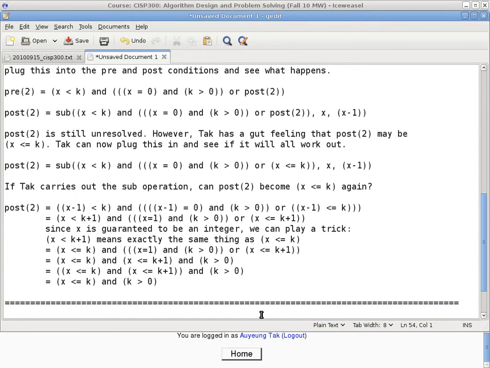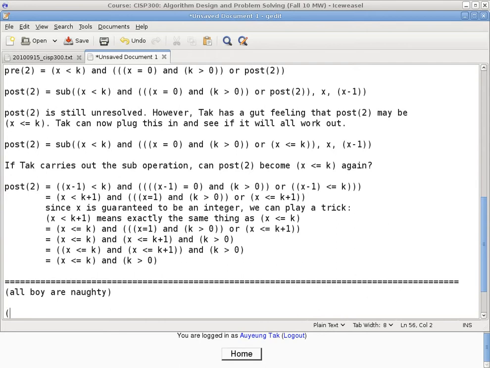Okay, here is an analogy. I'm going to use just regular English for this, but you guys will get the idea of what I'm trying to say. We'll say all boys are naughty. That's one statement. Whether it is true or not doesn't matter. I'm just saying this is a statement. And another statement I want to state is all boys older than 15 are naughty.